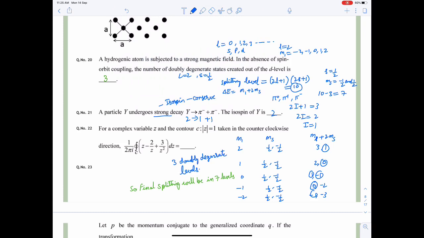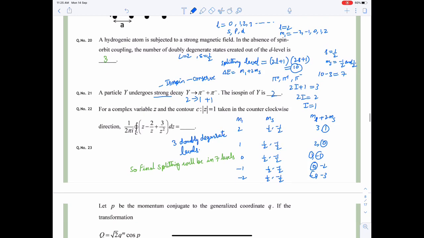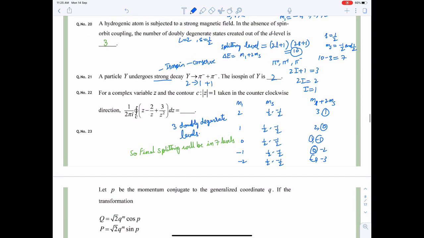So this is how you have to perform this. Now we can move to our next question. Our next question says: for a complex variable z and the contour mod of z equal to 1, taken counterclockwise. Now I can do this question here, I have space left.